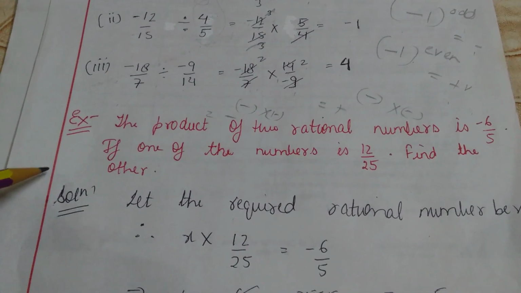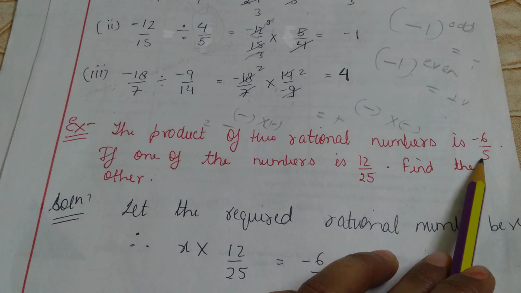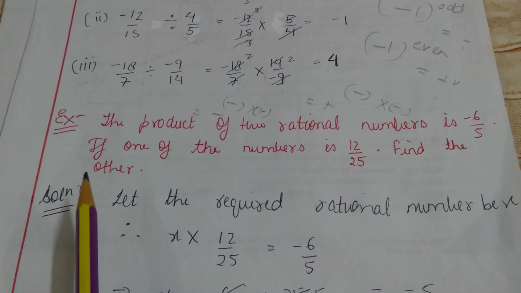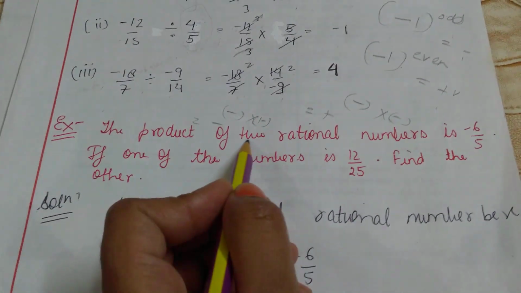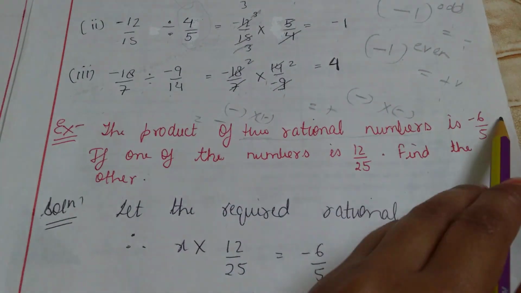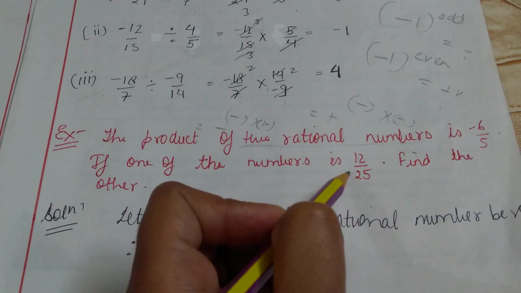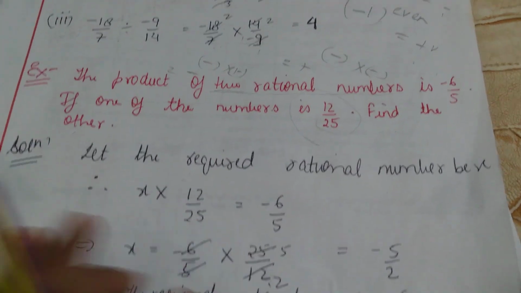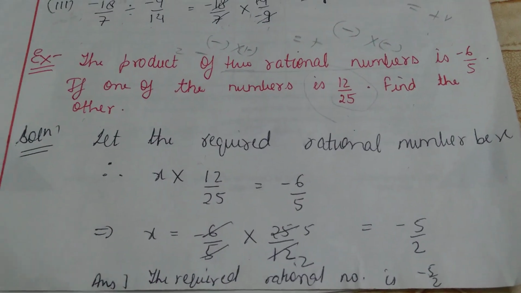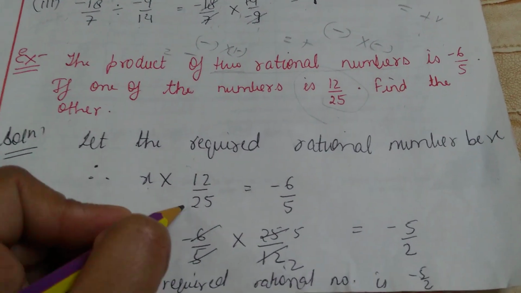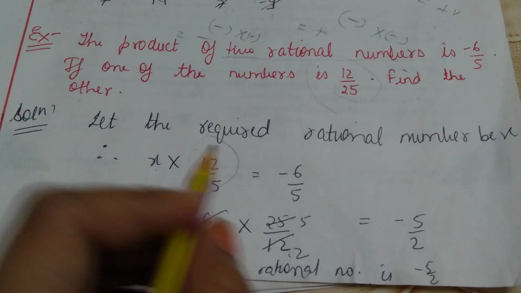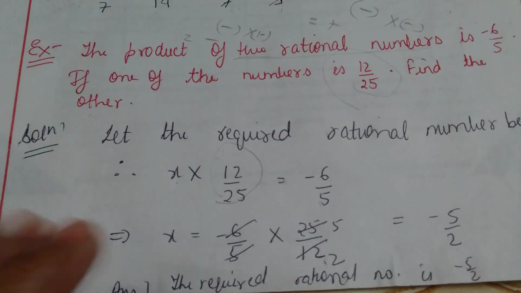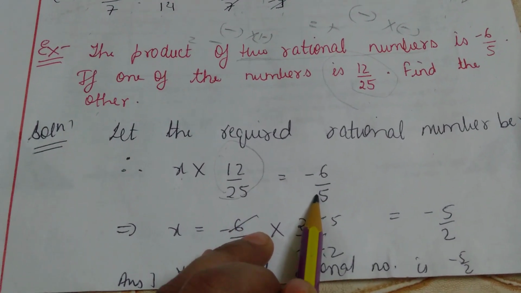Now the product of two rational numbers is minus 6/5. If one of the rational numbers is 12/25, find the other. In the question, the product of two rational numbers is minus 6/5 and one rational number is given. You have to find the other rational number. So first we will let the other rational number be x, and the product of these two rational numbers is minus 6/5. x into 12/25 equals minus 6/5.